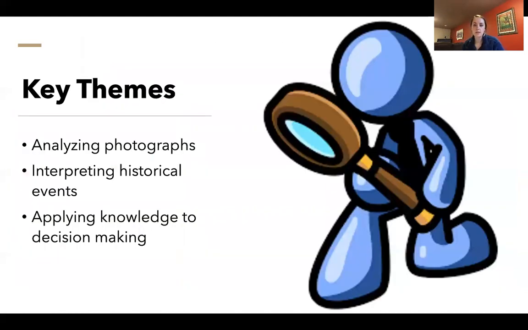The key themes that we're going to talk about when we're doing this project with our students are analyzing photographs, interpreting historical events, applying knowledge to decision making. For this project, we're going to need images of monuments and memorials related to school curriculum, white drawing paper, colored pencils, and markers. Depending on the grade level, we're going to do small scale or large scale monuments.